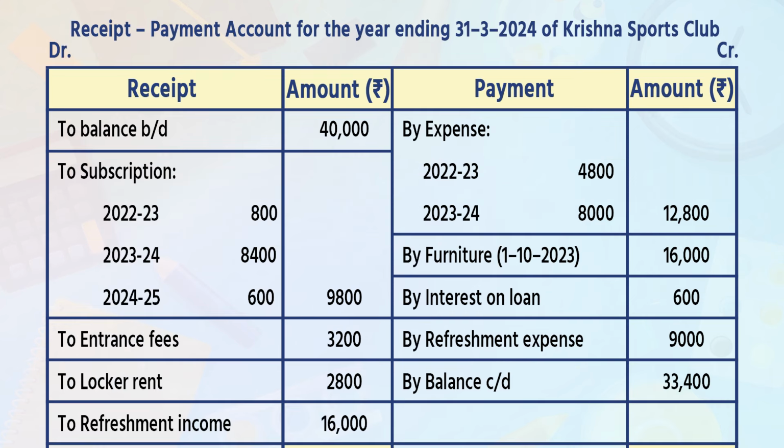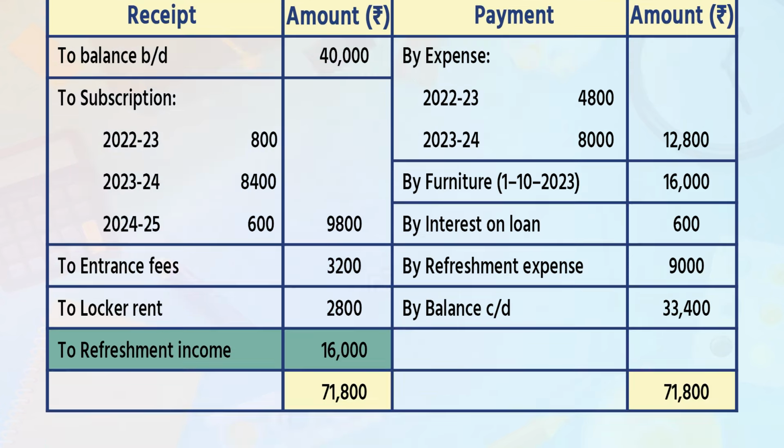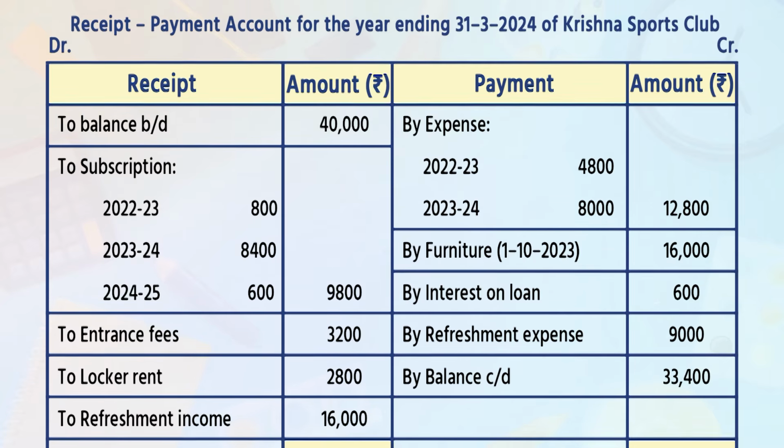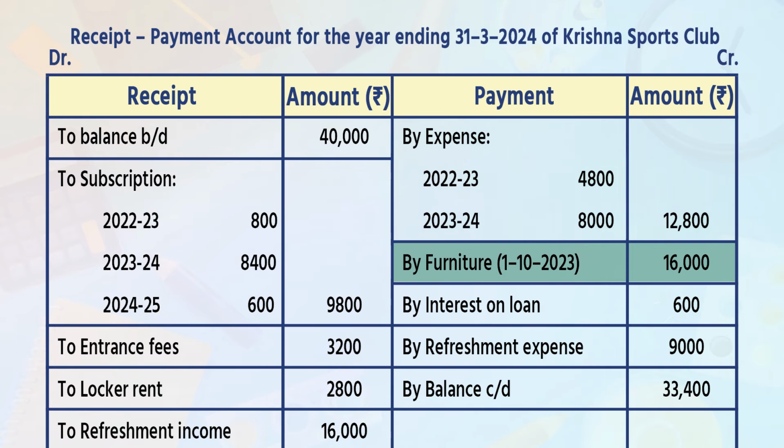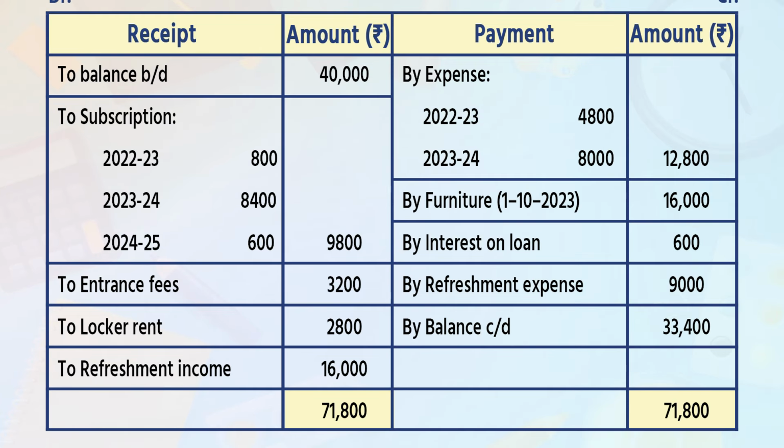3,24,960. Now we have to prepare the receipt and payment account for the year ending 31st March 2024 of Krishna Sports Club. Receipt side: opening balance, that is balance brought down, subscription is given for 2022-23 year, then entrance fees is there, locker rent, refreshment income, and the total of this side is 71,800. Now payment side: expenses are given, again furniture, opening furniture has been mentioned in the question, interest on loan, refreshment expense, and closing balance, and the total is 71,800.